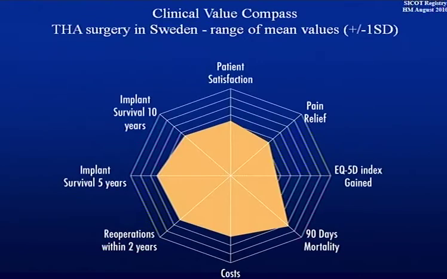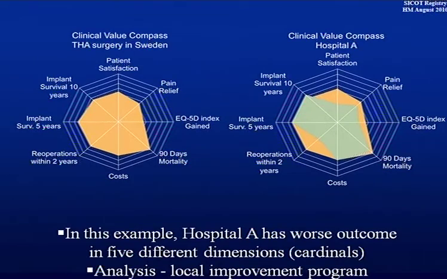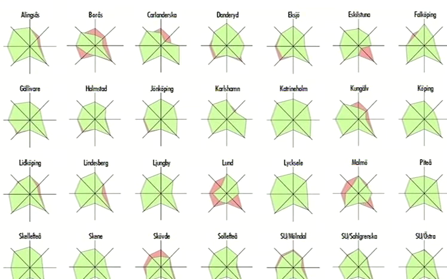And how can you use it? You can do a balanced scorecard like this and look in patient satisfaction, pain relief, gain in EQ5D in quality of life, mortality, cost, reoperation, implant survival, 5 and 10 years. And you can map a clinic. So the chief and the surgeons at the clinic will know we are not doing as good as we should. We need to improve. And this is public information in Sweden.